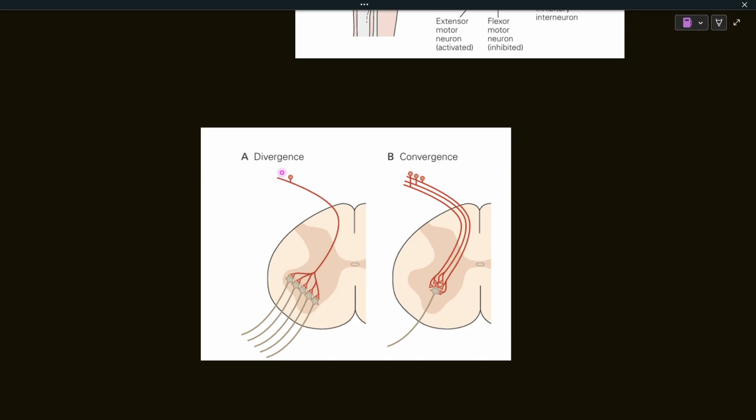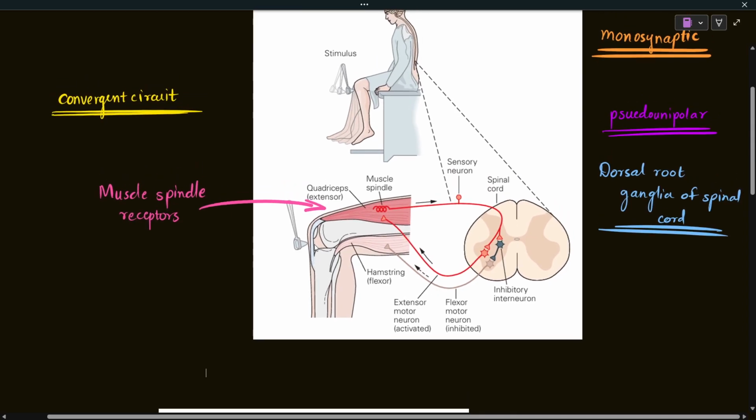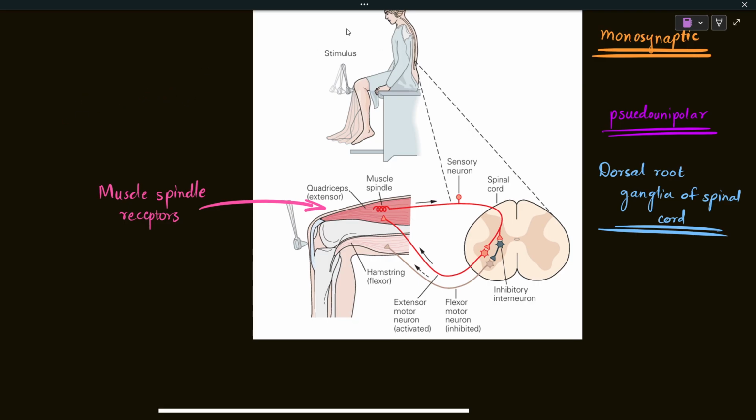So when a sensory information comes and it results in multiple motor outputs, that is what we call a divergent circuit. While the convergent circuit means multiple sensory inputs come together and result in a single motor output. That is what we call the convergent circuit. Okay, so the circuit here, which is formed by the, oh yeah, did I write convergent circuit? Oh yes, I'm sorry, pardon me, it's a divergent circuit actually.